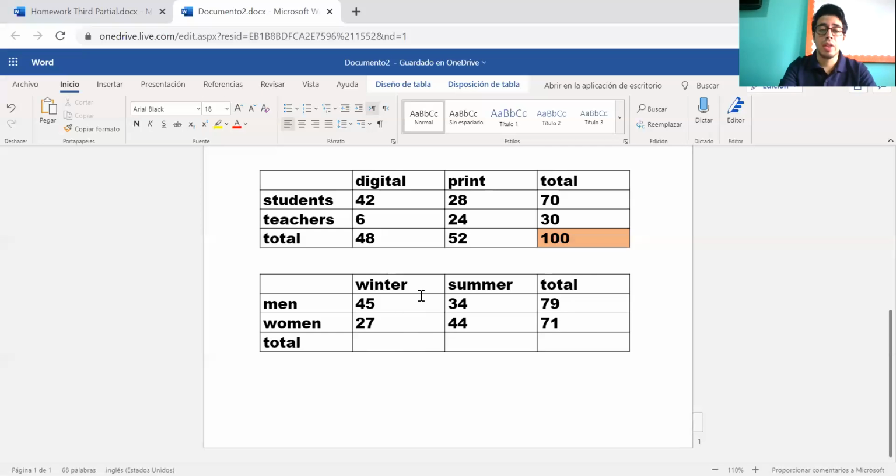Then I'm going to add the information in here to obtain the total for this column. The total of people that watch the Winter Olympic Games, including men and women, they are 72. And the number of people that watch the Summer Games, including men and women, they are 78. So what is the total when you add 79 plus 71? Or if you add 72 plus 78, remember the result of this addition has to be the same result for this, and it's 150.